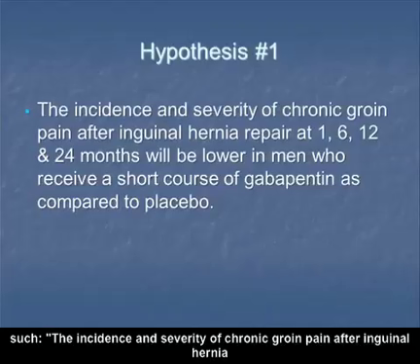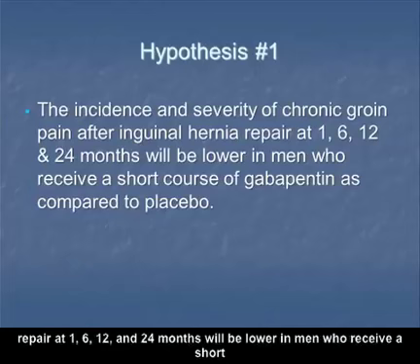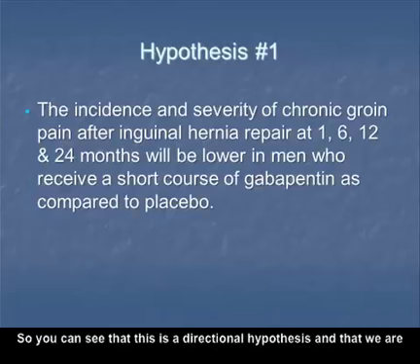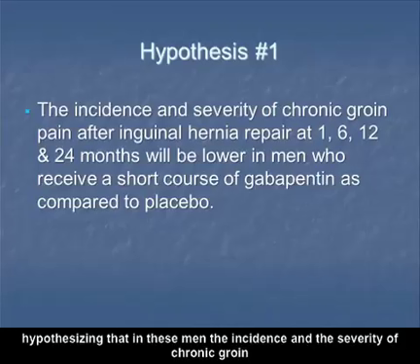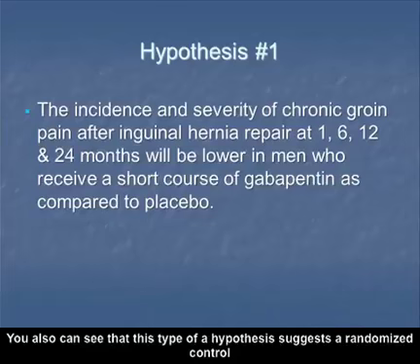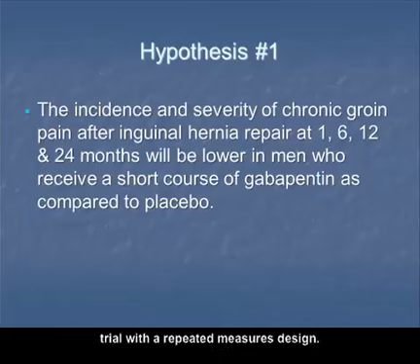The incidence and severity of chronic groin pain after inguinal hernia repair at 1, 6, 12, and 24 months will be lower in men who receive a short course of gabapentin as compared to placebo. So you can see that this is a directional hypothesis, and that we are hypothesizing that the incidence and the severity of chronic groin pain will be lower at these time points. You also can see that this type of hypothesis suggests a randomized controlled trial with a repeated measures design.